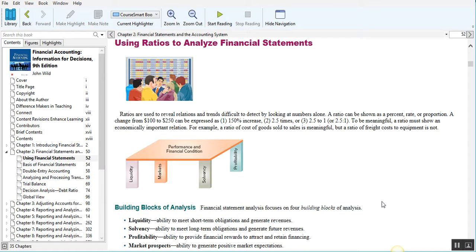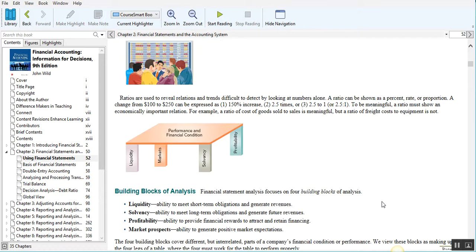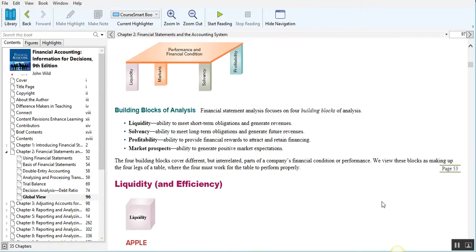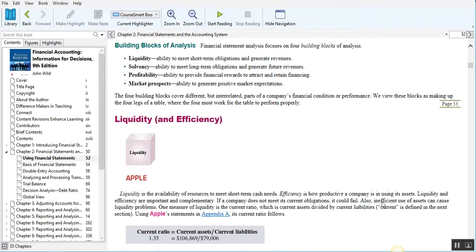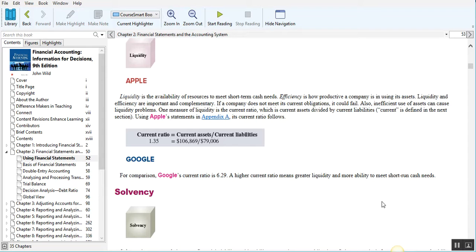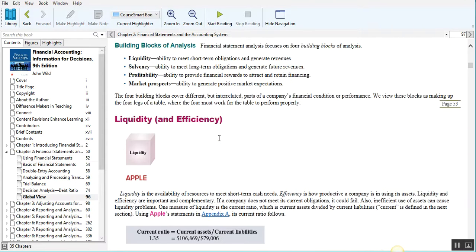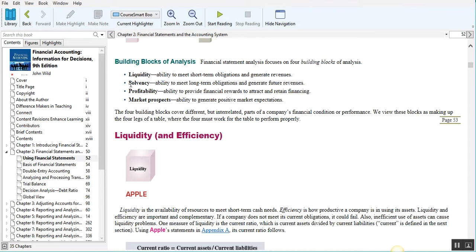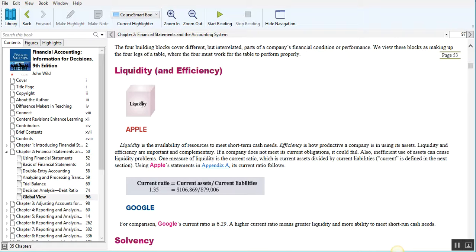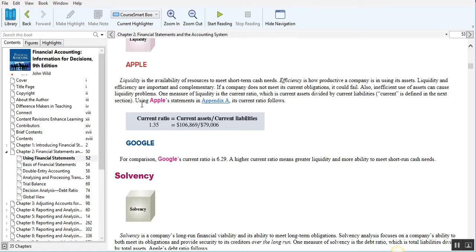Now, they open this chapter with a discussion of financial statement analysis and ratios, and this is an excellent discussion, by the way, and they do present some ratios that you'll need to know, although we haven't created a financial statement yet at this point in the chapter. But they do identify the way these ratios measure four different things: liquidity, solvency, profitability, and market prospects. These are things that we're going to be very interested in as accountants when we look at financial statements.